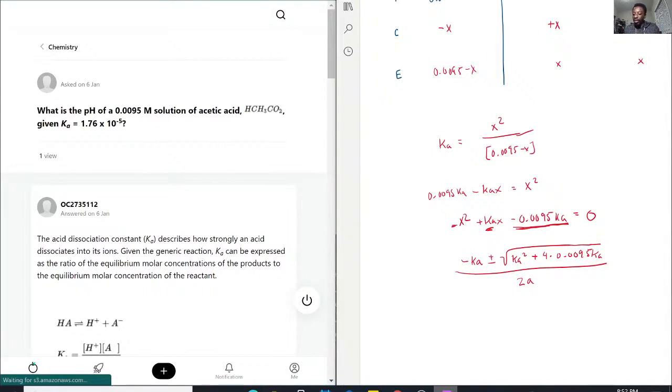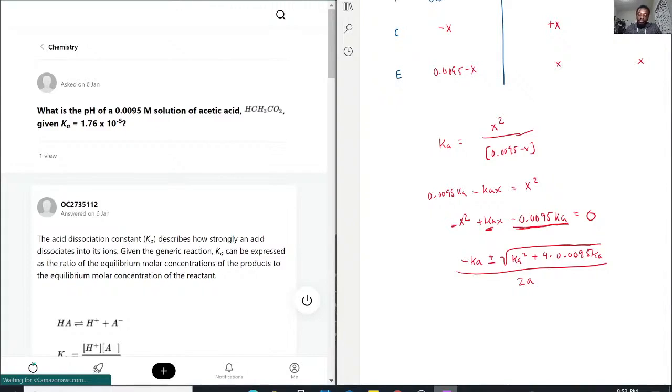But let's solve first what's under the square root. We have 1.76 times 10 to the negative 5. We're going to square that, and then we're going to do plus 4 times 0.0095 times the Ka value, which is 1.76 times 10 to the negative 5. We get a very small number. Nonetheless, we have to do the square root of it. Okay, still a small number. Not much we can do with it just yet. And then we have negative Ka plus or minus this value.